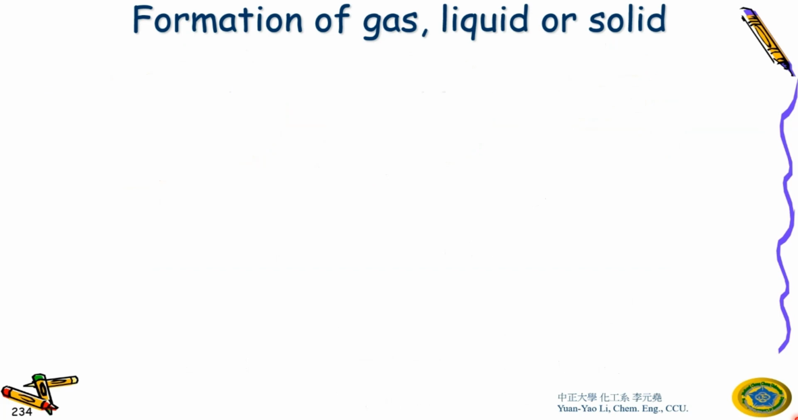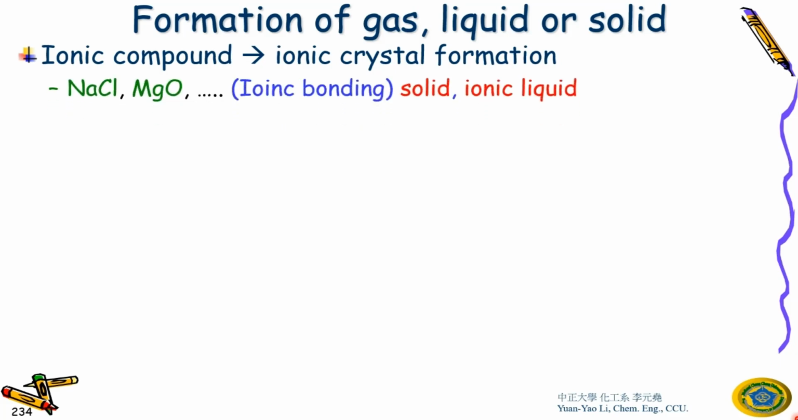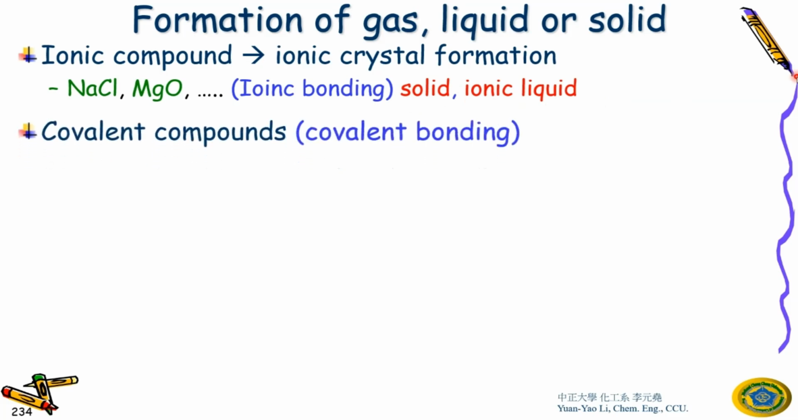So let's think about whether these three primary, or chemical, bonds can form gas, liquid, or solid. The first one, ionic bond compounds, forms ionic crystals. An ionic compound can be sodium chloride, right? And then magnesium oxide. This is ionic bonding, and at room temperature it can be solid, or an ionic liquid.